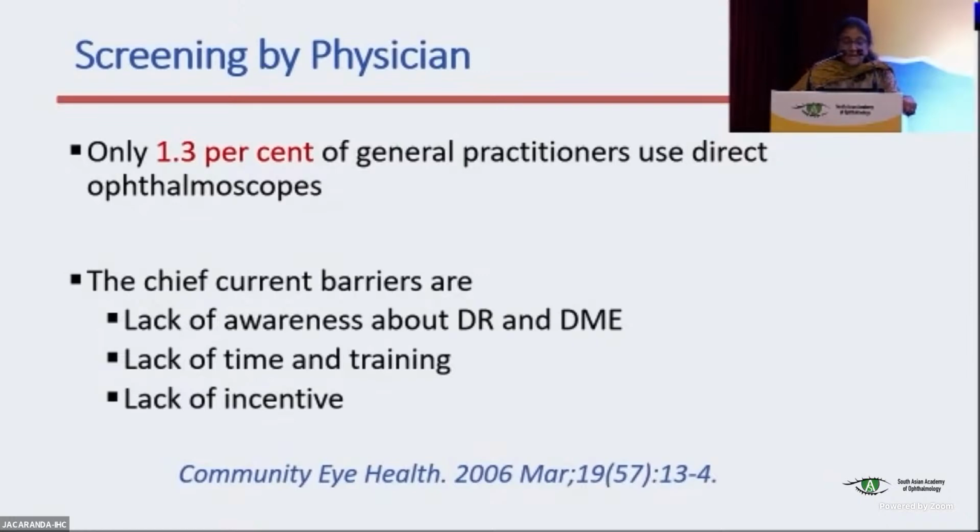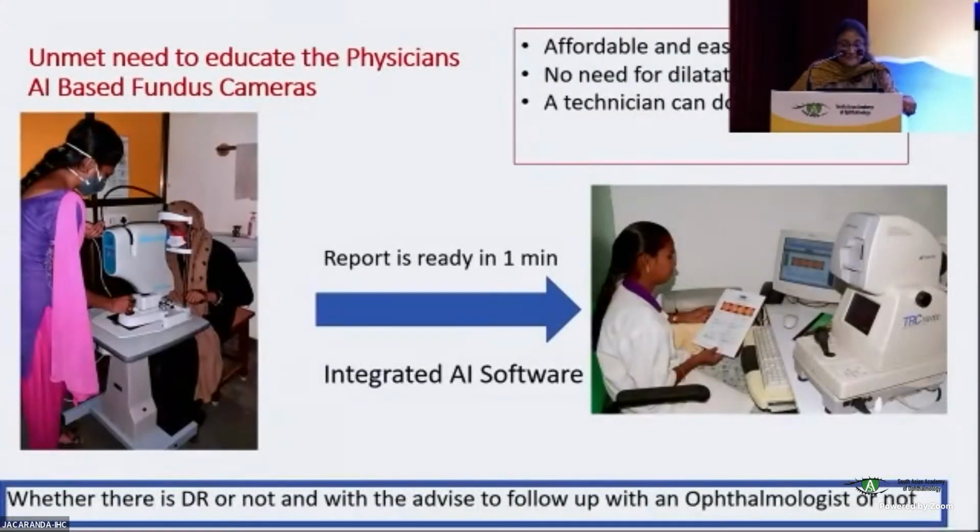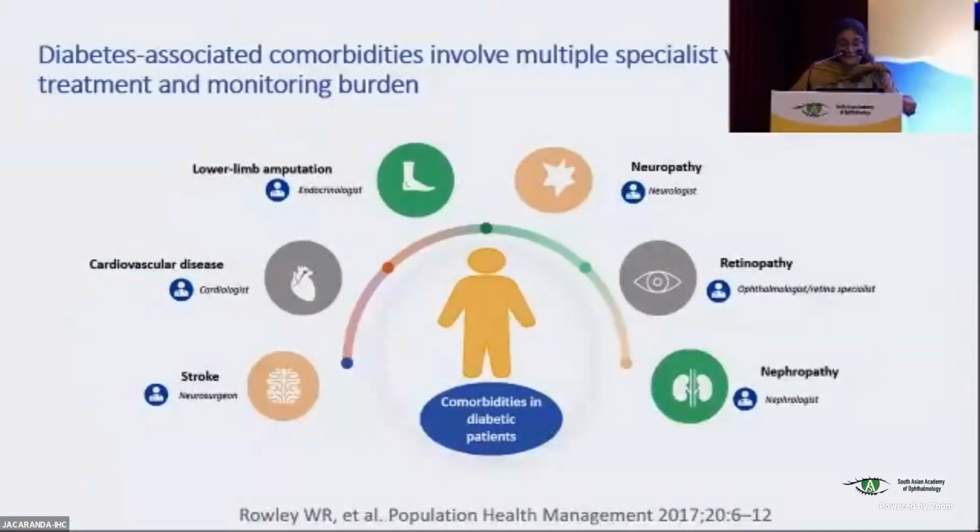The chief current barriers found in general physicians were the lack of awareness about DR and DME, a lack of time and training, and of course, a lack of incentive, where they do not really feel motivated enough to do a DR screening in their clinics. So we have to educate the physicians and expose them to AI-based fundus cameras, which do not require any kind of training, and it is a very economical setup which they can develop in their own clinics and which can be of great help in doing a DR screening.